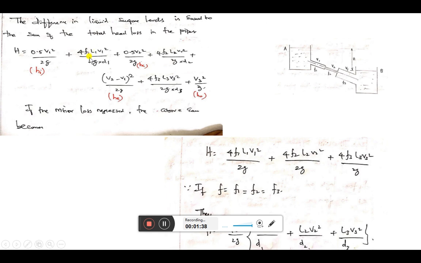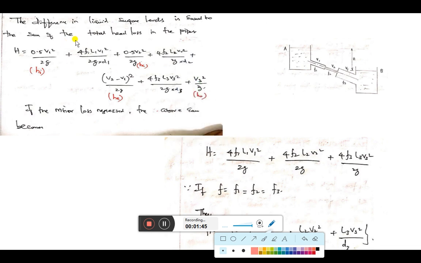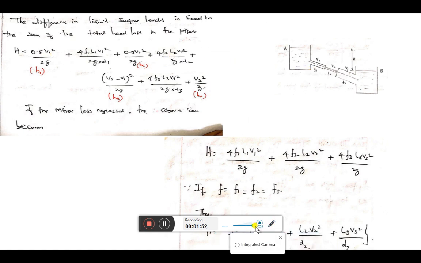Now to calculate the total head loss due to friction, we have to include all the losses. That is, head loss due to entrance, friction here, then sudden contraction. So we have another pipe, loss of head due to friction, and sudden expansion, and loss of head due to exit. So all the losses have been included here.